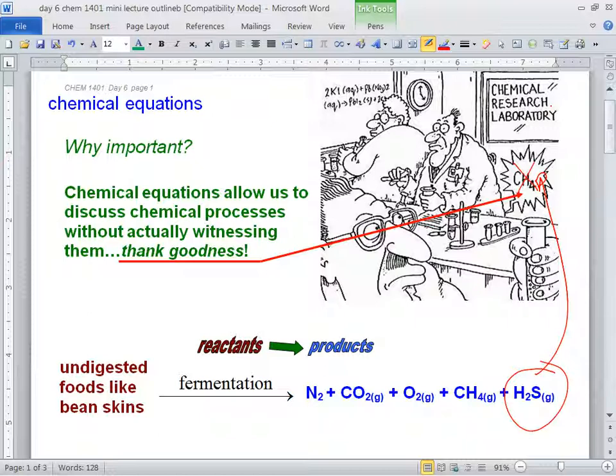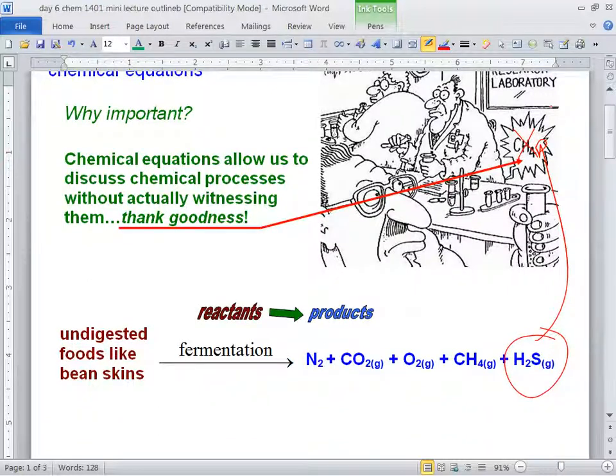Pretty much ratios is all we're really interested in. The ratios that things react and are produced. So in general, our reactants are always on the left-hand side and products are always on the right. That's just how we do it. Little arrow in between. Any little special conditions go on top or bottom, okay?